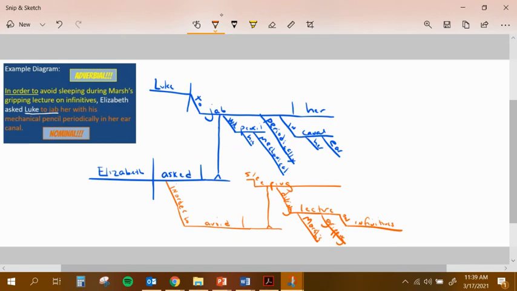Our takeaway is the fact that the infinitive has to connect back to its correct subject. And so Elizabeth is the one who's asking. Elizabeth is the one who is avoiding sleeping. This infinitive has to work with Elizabeth. This gerund has to work with Elizabeth. But Luke is the one who's controlling the jabbing, and so he's the subject of that infinitive.